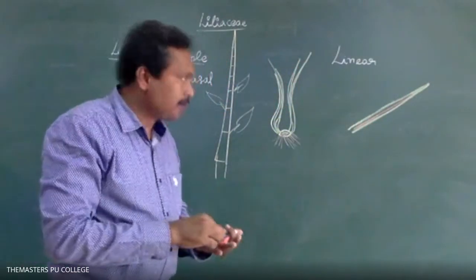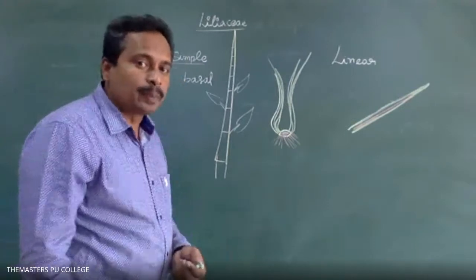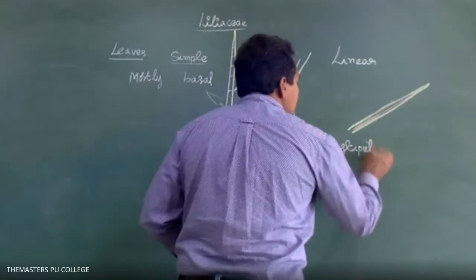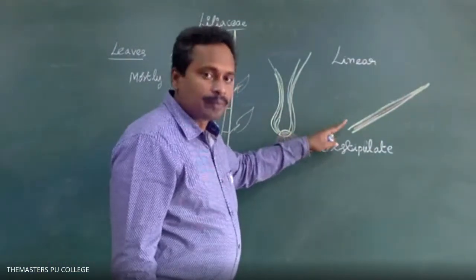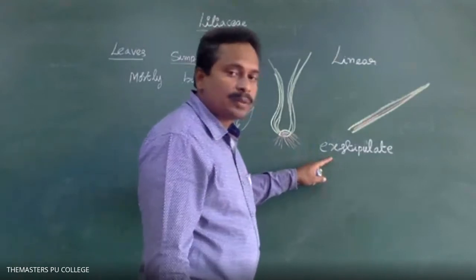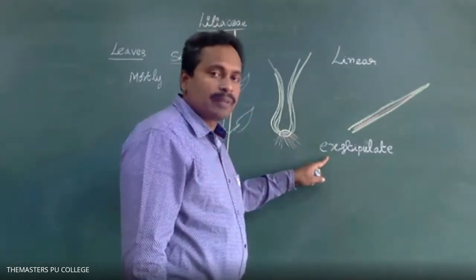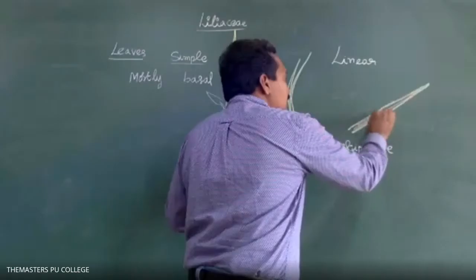So the leaves are linear, exstipulate. What is exstipulate? Is stipule present or not? Not present, sir. Exstipulate means the stipules are absent. The leaves are linear, exstipulate, and parallel venation is present. You already learned about the types of venation. In monocotyledon leaves, generally what is the venation? Parallel venation.